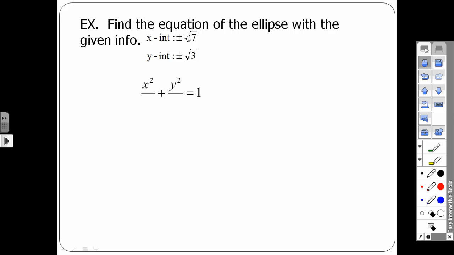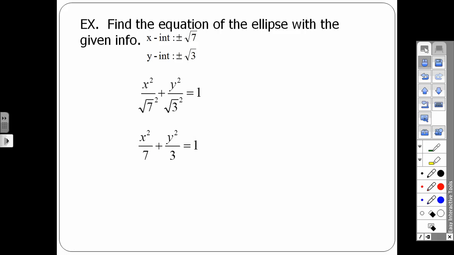So the x-intercepts, remember, if we take root 7, that means you're moving root 7 in the positive direction and the negative direction away from the center. So that's actually a, right? So what we're going to put under here is root 7, but we have to square it because it's a squared. And then the root 3 plus or minus, we're moving up root 3 and down root 3 from the center. And so that's going to be b, but we have to square it. Now you just have to simplify and you get your equation.